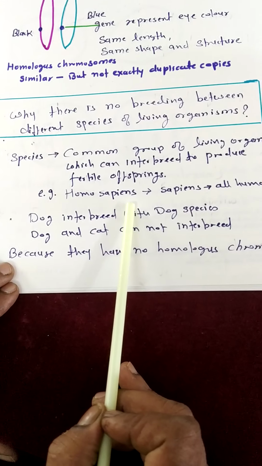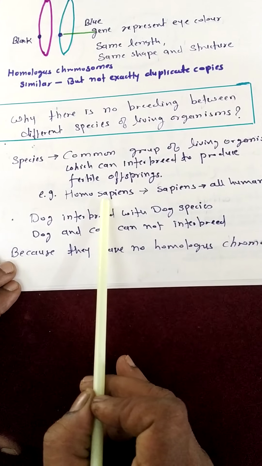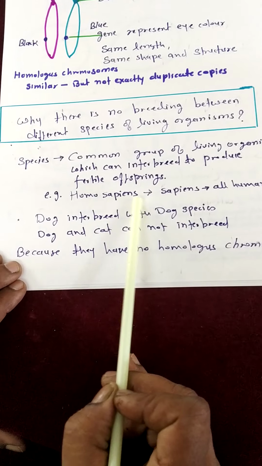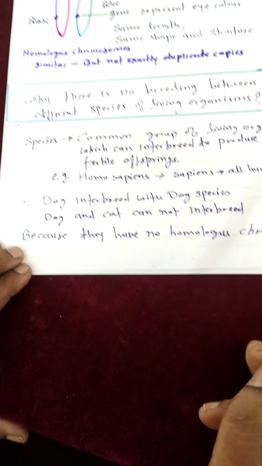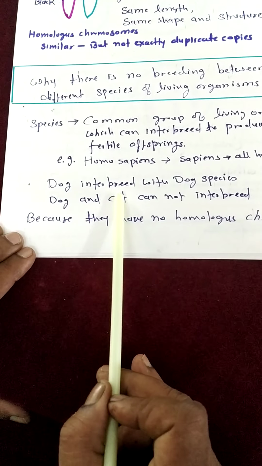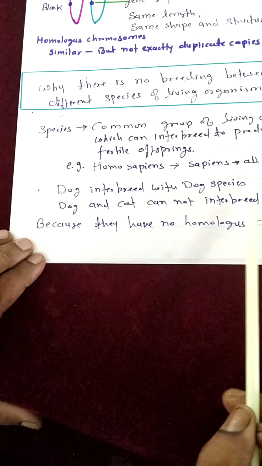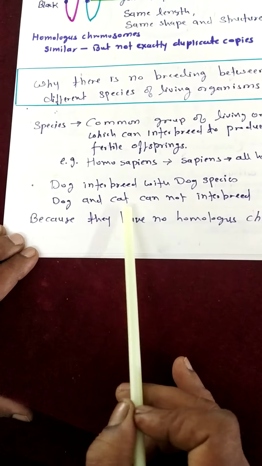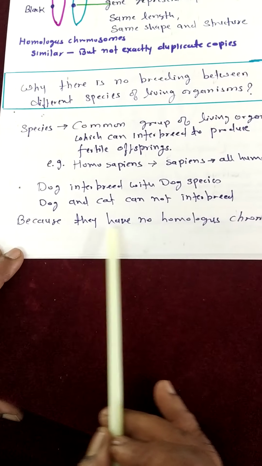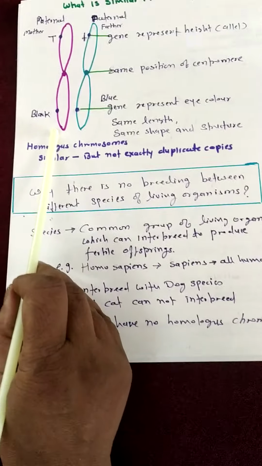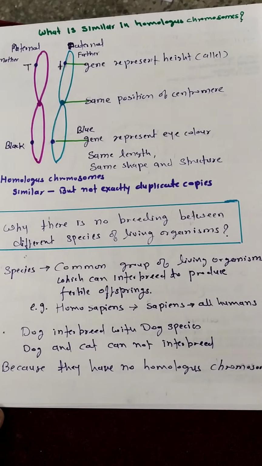Example, Homo sapiens. This is the scientific name of humans, and in this name, sapiens is the species of humans. So sapiens means all humans. They can interbreed among themselves. A dog interbreeds with the dog species. But a dog and a cat cannot interbreed because the dog is from a different species and the cat is from a different species. Why can they not interbreed? Because they have no homologous chromosomes. Their chromosomes will not pair as homologous chromosomes, and that is why their breeding is not possible.